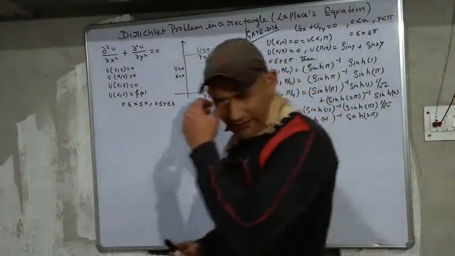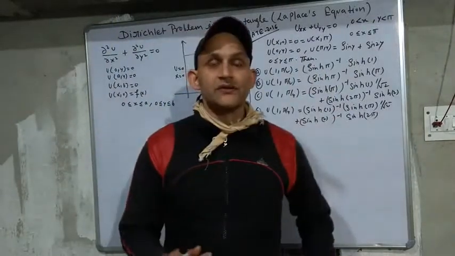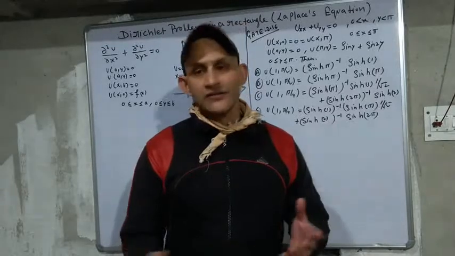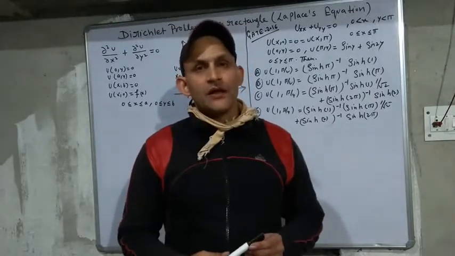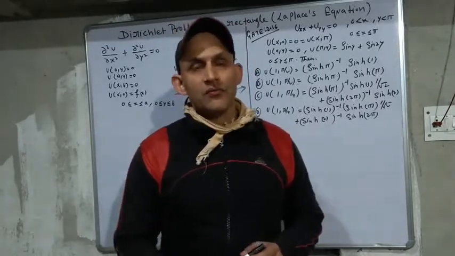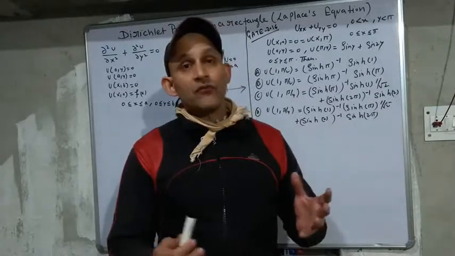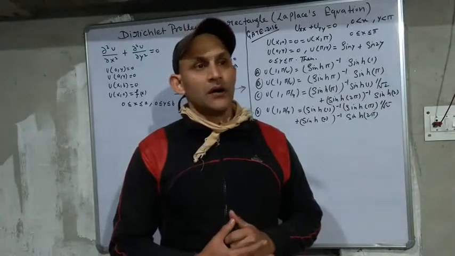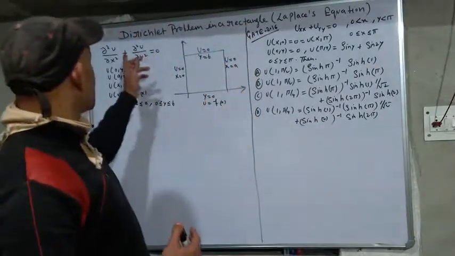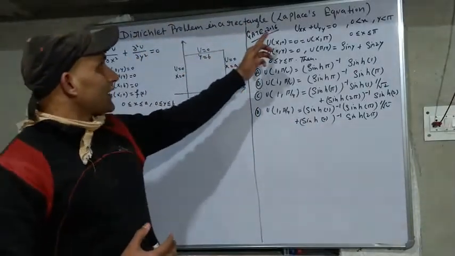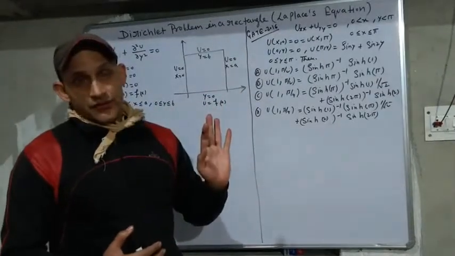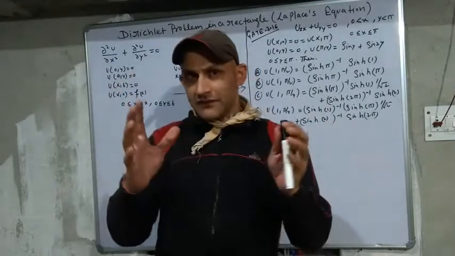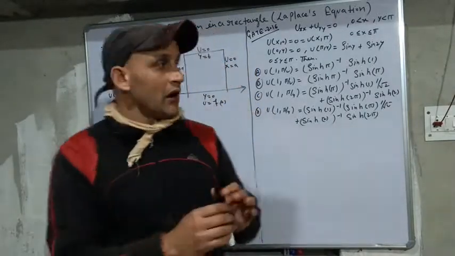So students, we have already discussed the heat equation and the wave equation. Some students sent me queries that they are not getting enough information about how the formula was derived. So today we will talk about the Dirichlet problem in a rectangle for the Laplace equation, and I will explain how to find the formula.